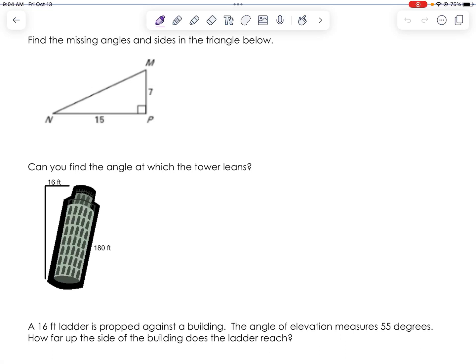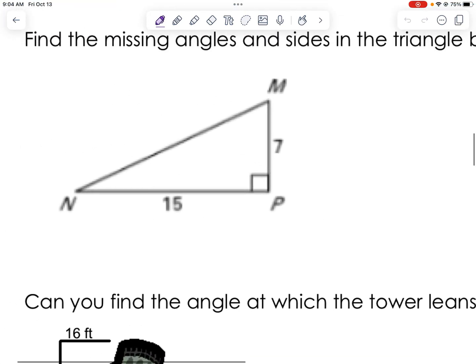Again, we're back to look at some more problems. So this first example says, find the missing angles and sides in the triangle below. It doesn't necessarily matter what we start with. I'm just going to go ahead and start by finding this angle right here. I'm going to call this angle X. I'm going to have to find the other angle, so I'm going to call that angle Y, and then I'm going to deal with the sides in just a little bit.